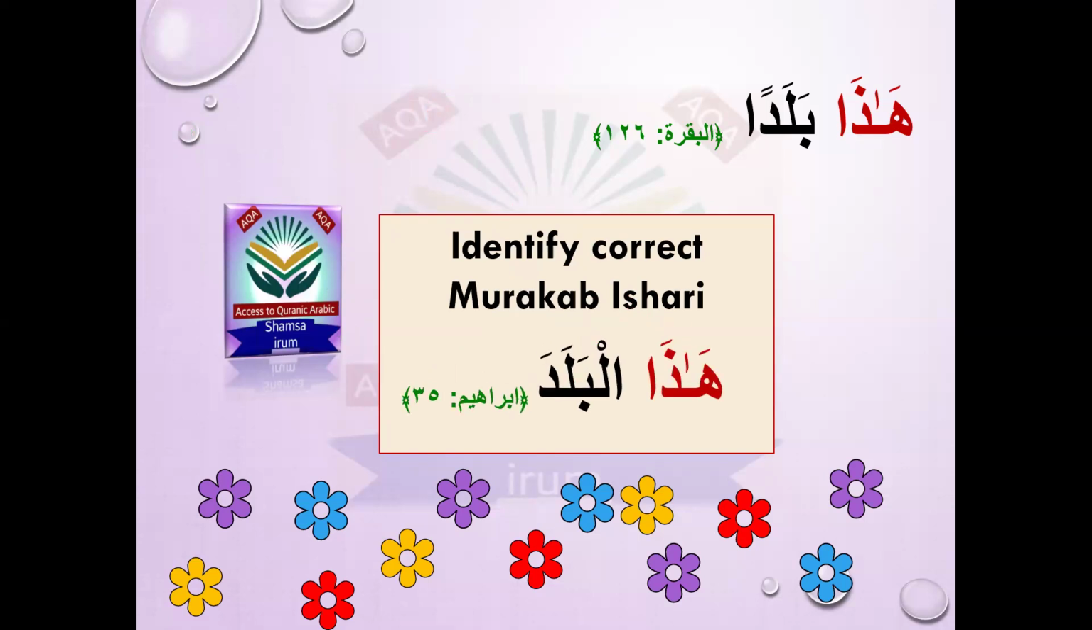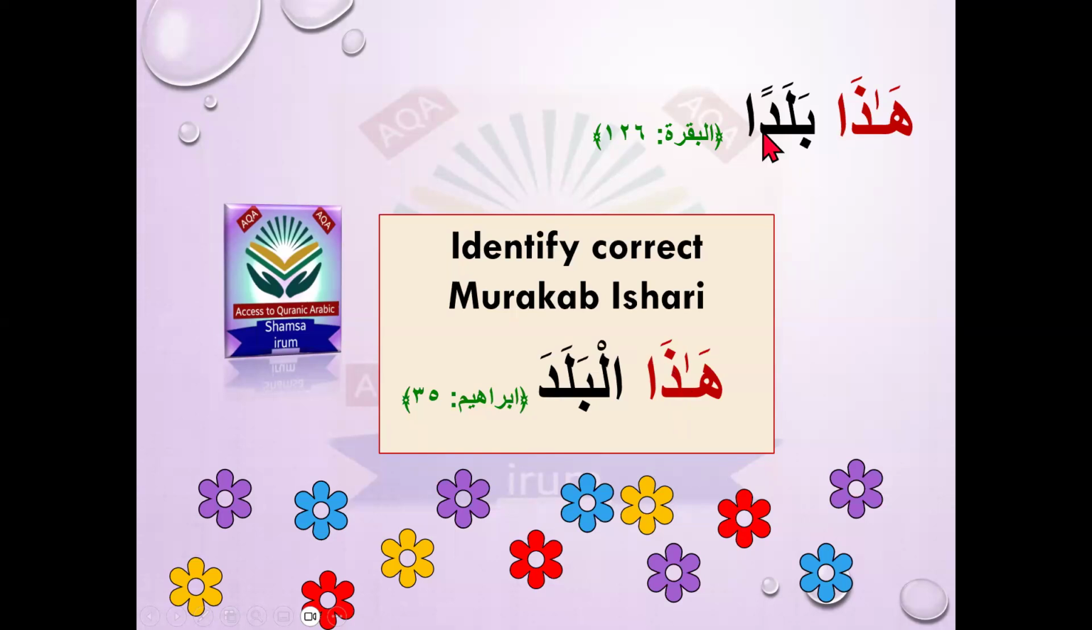Okay, why is it murakkab ishari? Because of how you check: this one is not a murakkab ishari and this one is a murakkab ishari. What's the difference? The al. The al will tell you that it is musharun ilayh, and if it is musharun ilayh, it means this is part of the murakkab ishari.